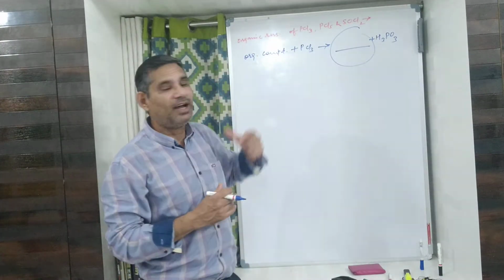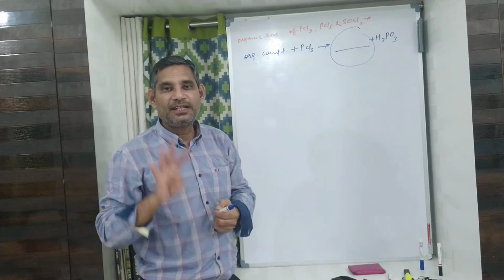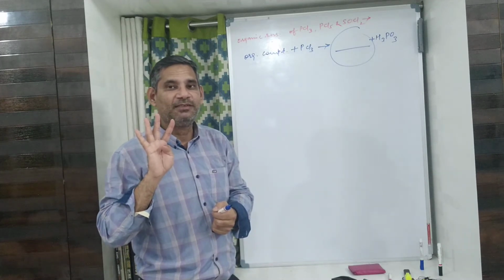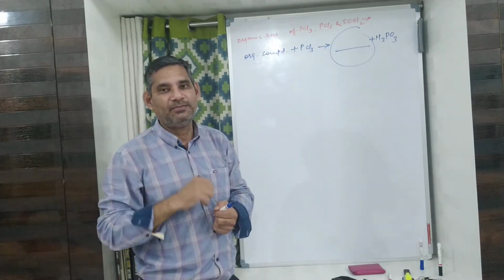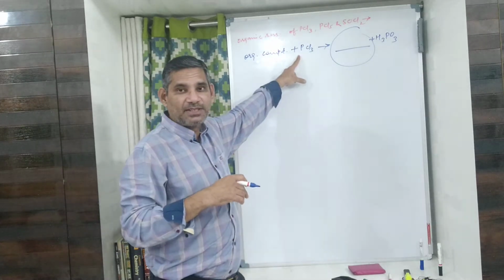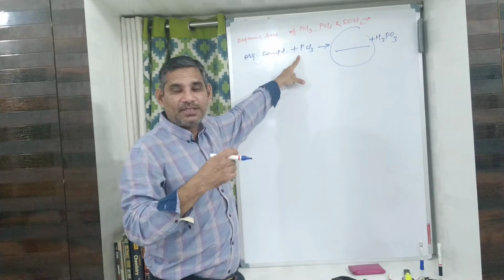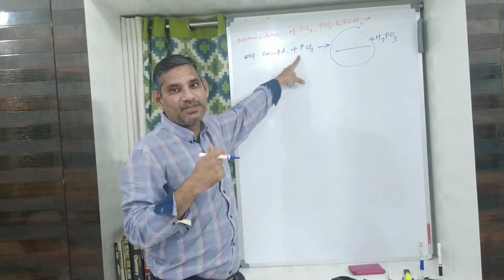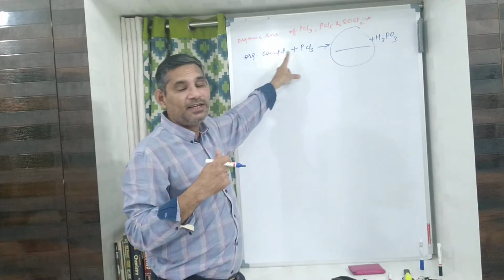So this is not one reaction. In chemistry, you will get this reaction minimally 4 times. If it is PCl3, then 4 times. If it is PBr3, then 4 times. And if it is PI3, then 4 times. So this is not 1, it is 12.